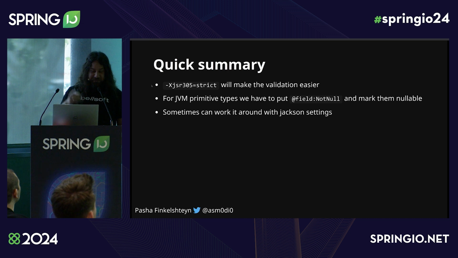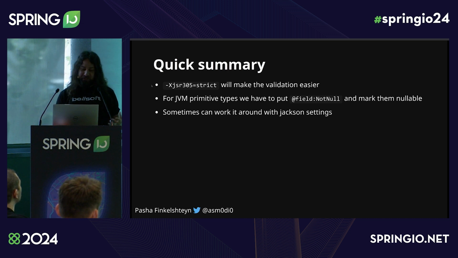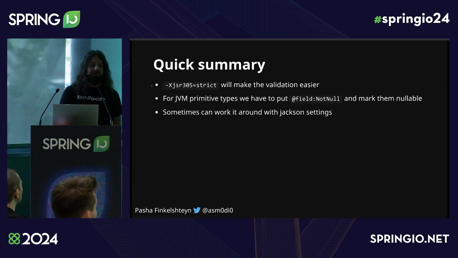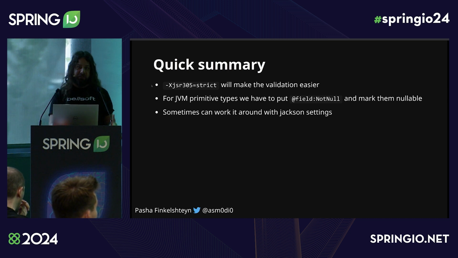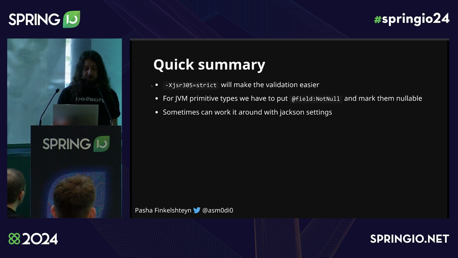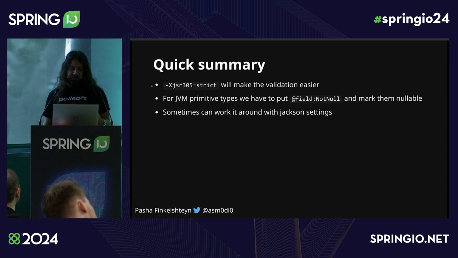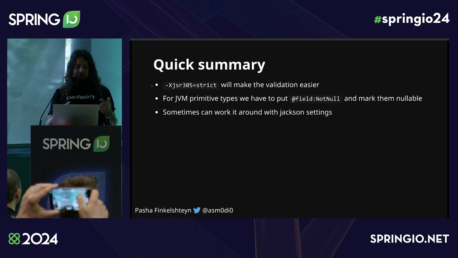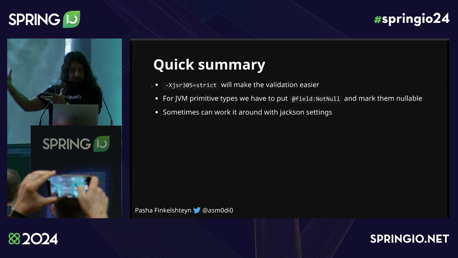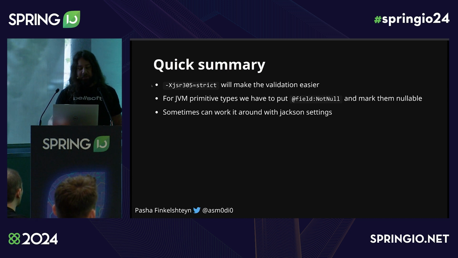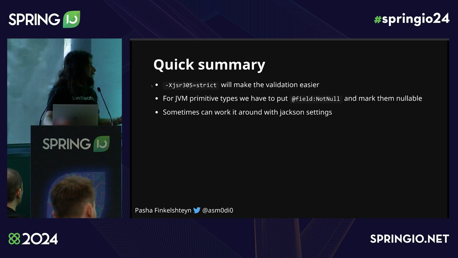So, please use -Xjsr305=strict if you use Gradle, and if you do not generate your starter projects at start.spring.io, it makes sense to put it there just to have additional validations. For JVM primitive types, you have to put a non-null on the field or solve it some other way, like Jackson does. Yeah, sometimes you can work around it with Jackson.